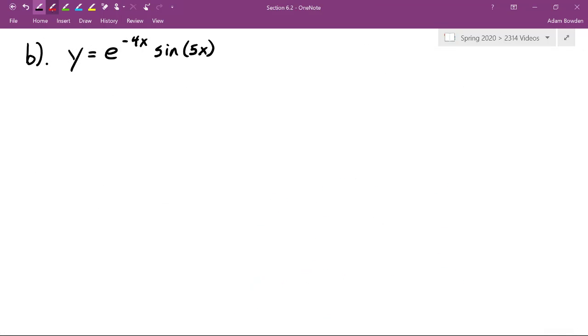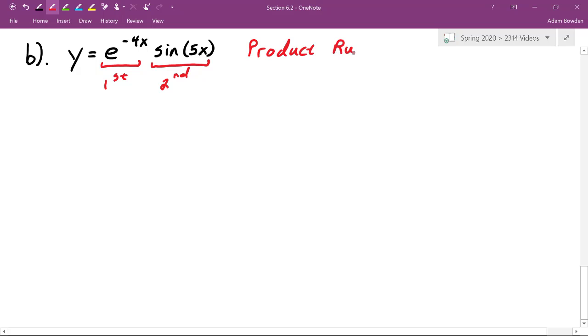So this one is e to the negative 4x times sine of 5x. To take the derivative of this, we'll have to look at the two different parts. The first part and the second part. Each part is being multiplied together. So from the very beginning, we're going to have to apply the product rule to this. So y prime is going to be the first, e to the negative 4x, times the derivative of the second. The derivative of sine of 5x would be, derivative of sine is cosine 5x times the derivative of what's on the inside of that, which would just be a 5.